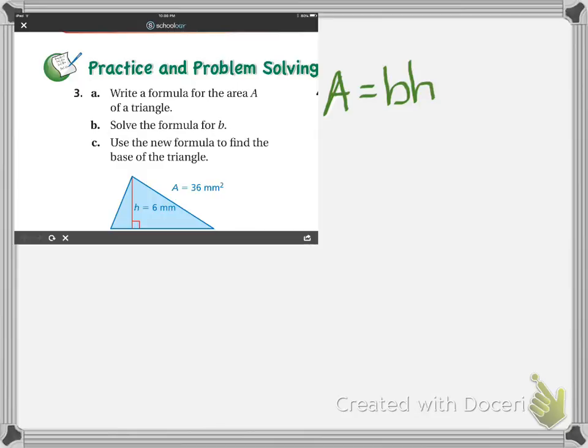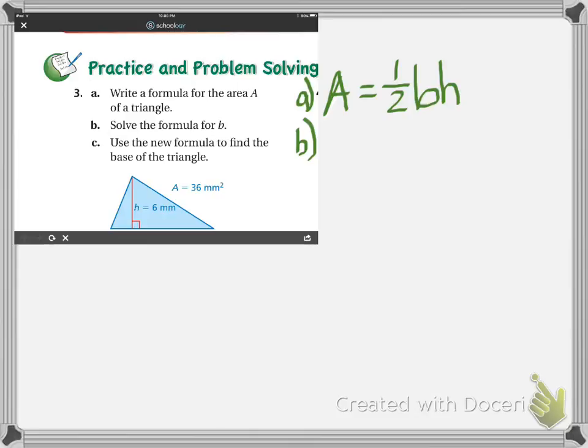3A, write a formula for the area A of a triangle. If you didn't know the formula, you should have looked it up, asked someone, or Googled it. The formula for the area of a triangle is the area equals half base times height. So that's 3A.